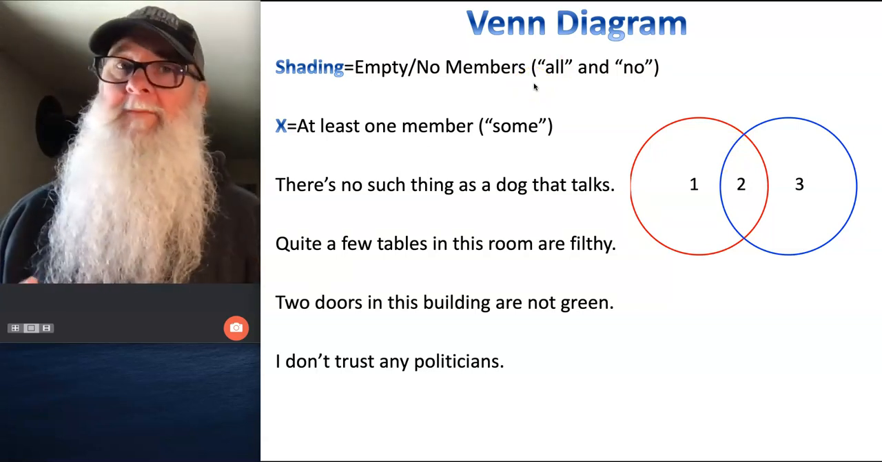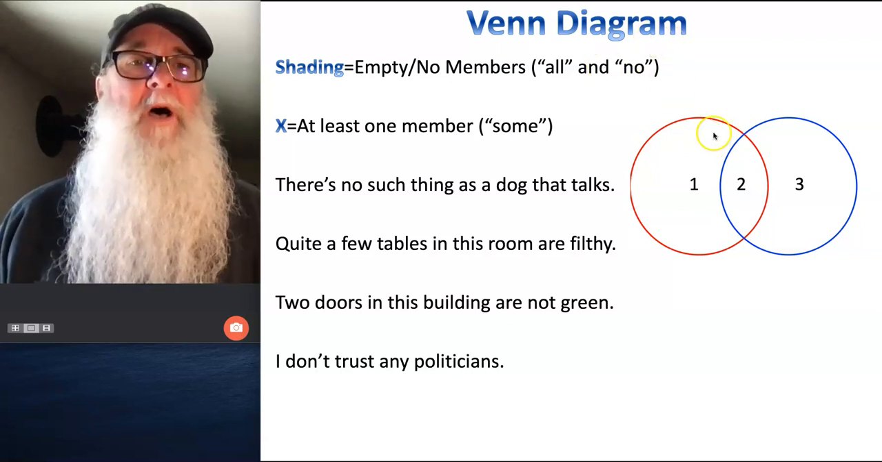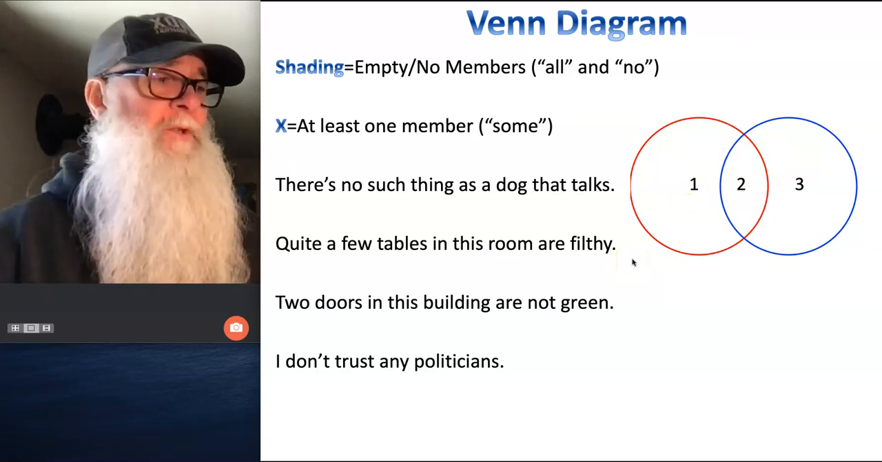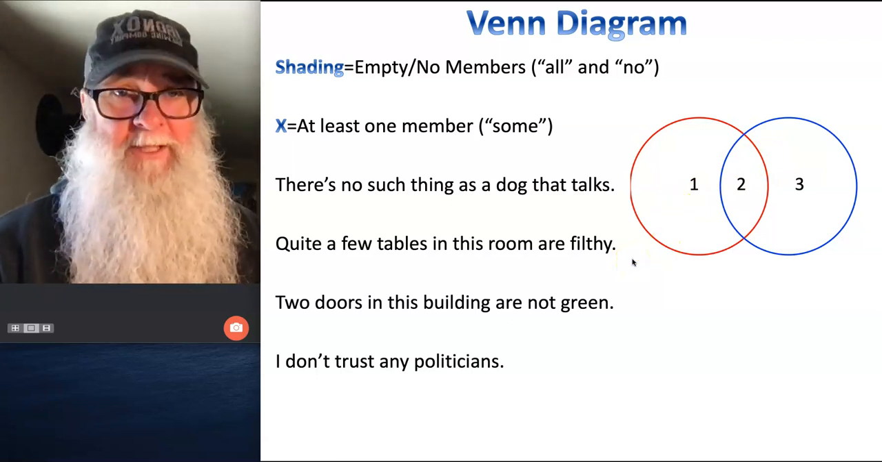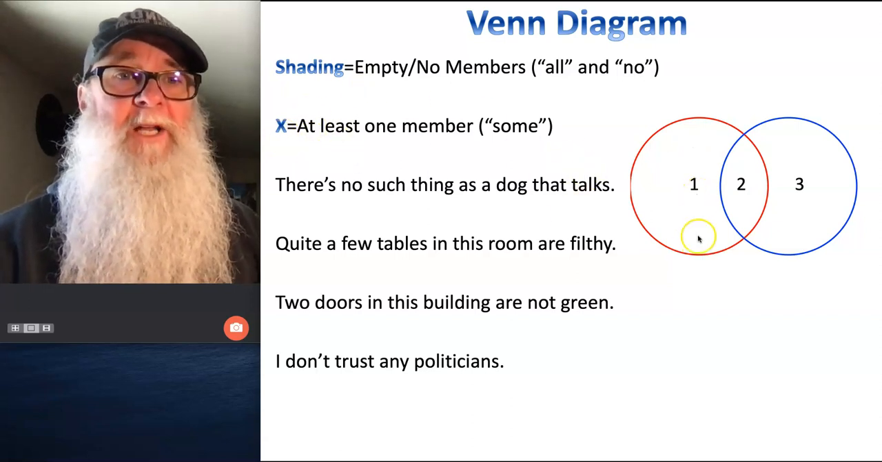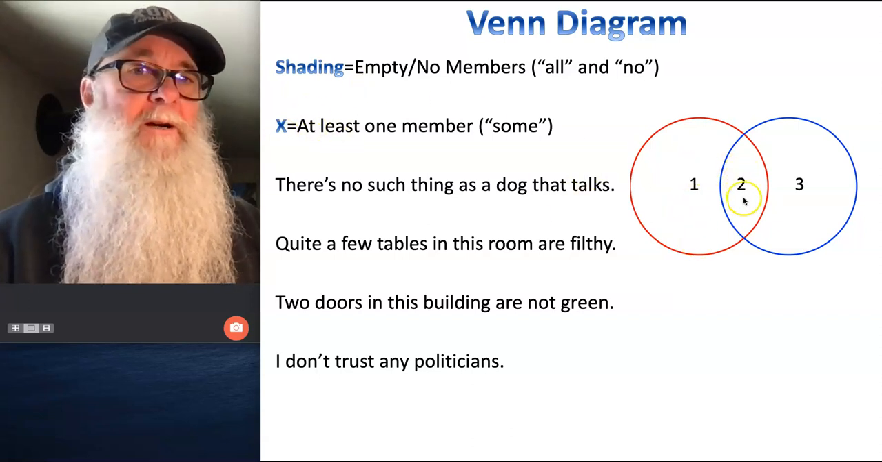an A statement or an E statement, you're going to be shading out one of these 3 areas of your Venn diagram. If, on the other hand, you're trying to show that there's at least one thing in a particular area of your Venn diagram, then you're going to mark a plain X. Okay, so you're going to mark an X, either in area 1 or area 2.